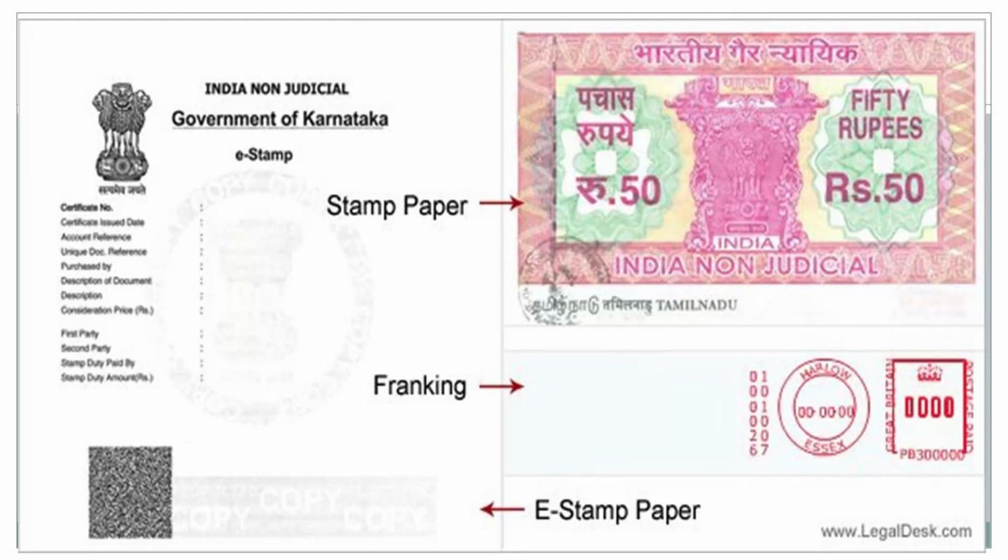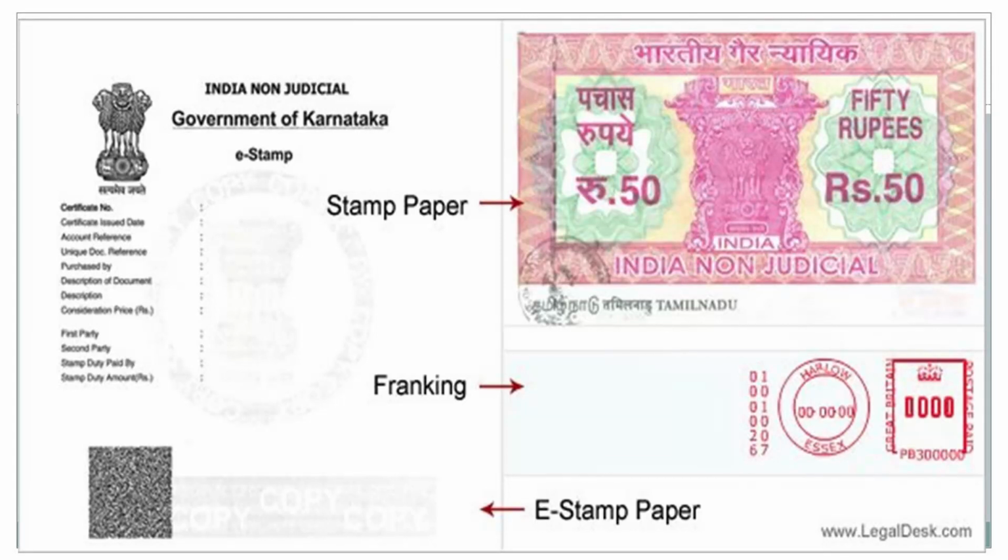So you see it says certificate number, certificate issue date, account reference, unique doc reference, purchased by, description of document, consideration price, first party, second party, stamp duty paid by, stamp duty amount, percentage. All of that is contained. A very, very helpful little picture to keep in your mind if you're asked a question on registration and stamp duty, ladies and gentlemen. So, sir, you've been going on about stamp duty. Can you tell us a little bit more about stamp duty?